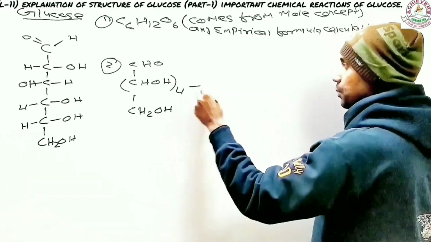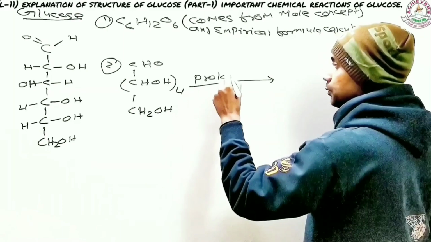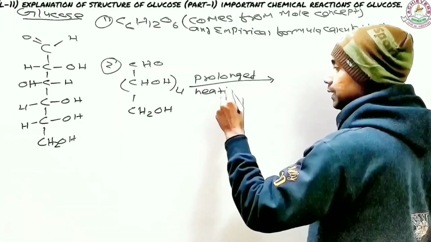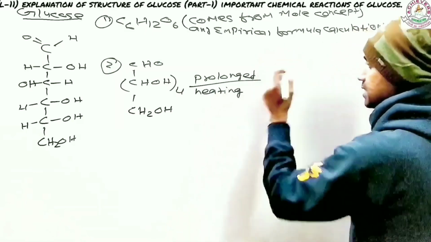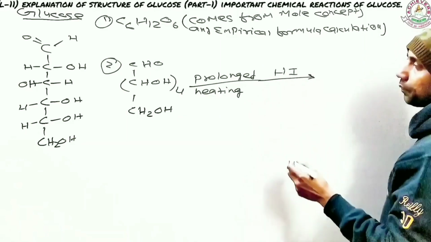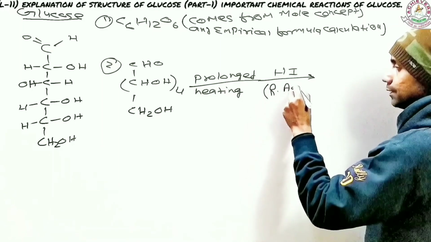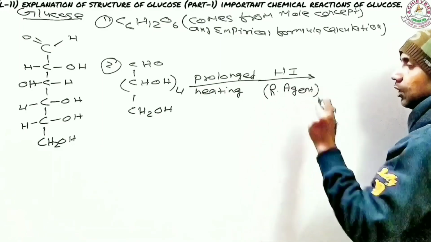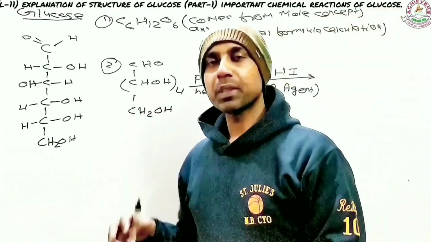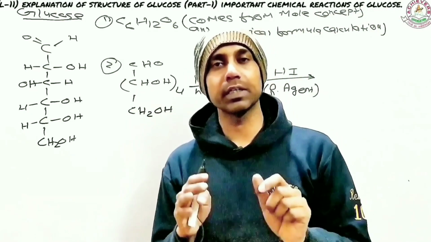Now what you need to do is prolonged heating in the presence of HI, which is nothing but a reducing agent. Let me repeat: we are conducting a reaction where glucose is heated for a long time in the presence of hydrogen iodide, which is nothing but a reducing agent.